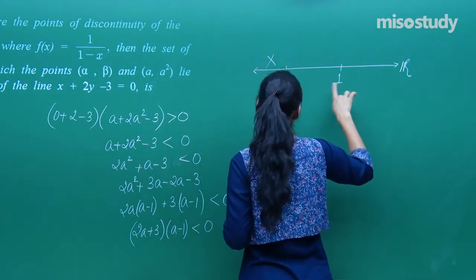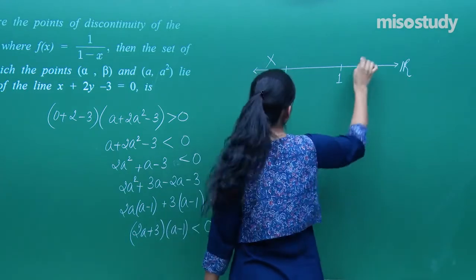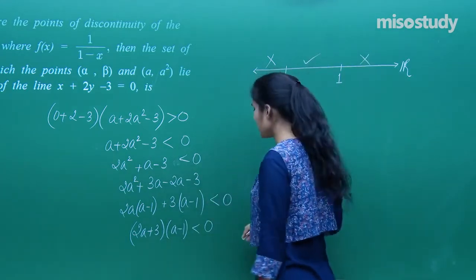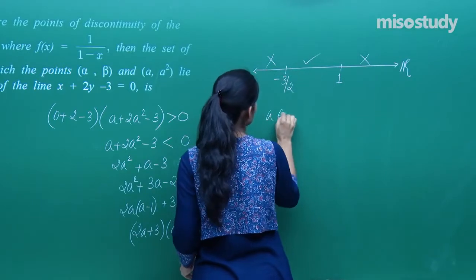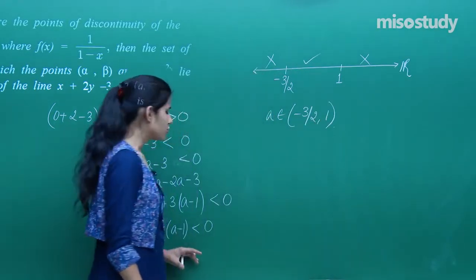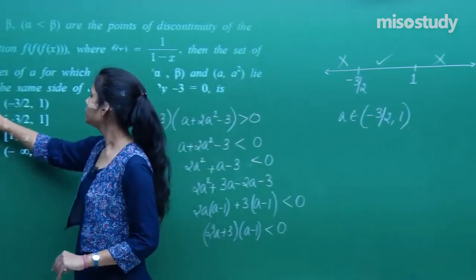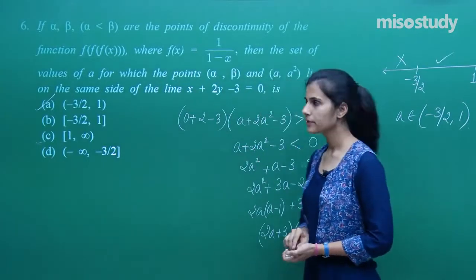If you take from here, greater than 1 is again going to make both these positive. So you cannot take this. So this is your very answer, that a should belong to the open interval minus 3 by 2 to 1 for this situation to hold. Therefore, what is the range of a? It is the open interval minus 3 by 2 to 1.